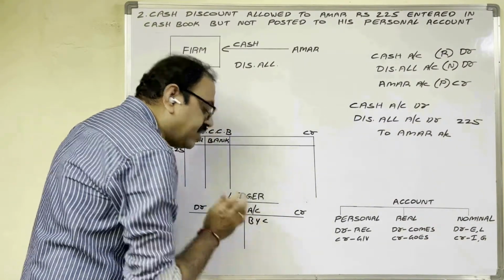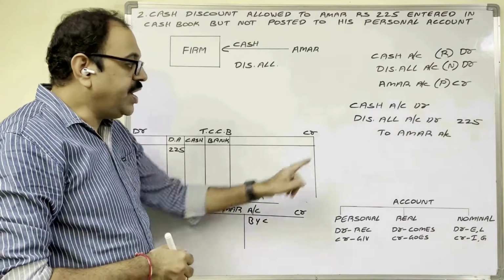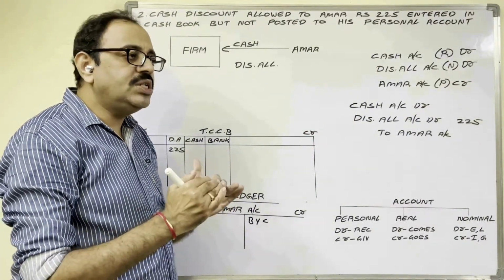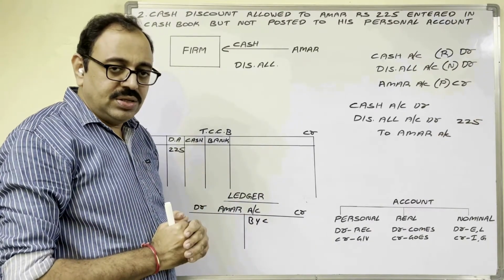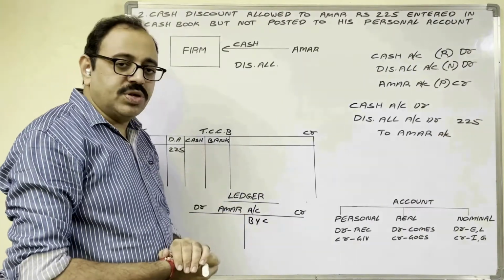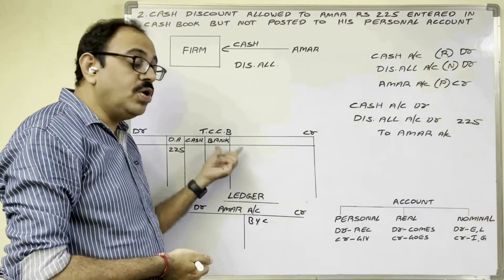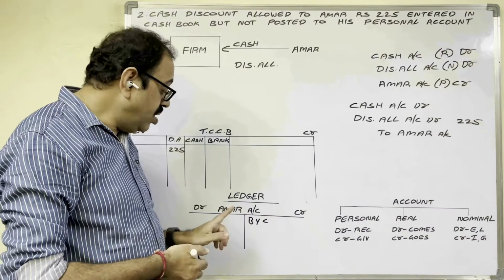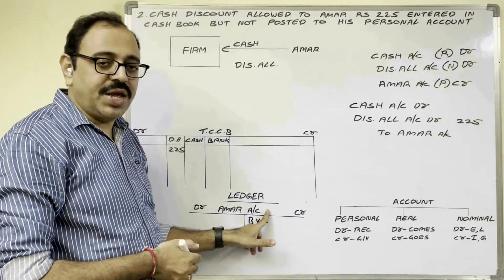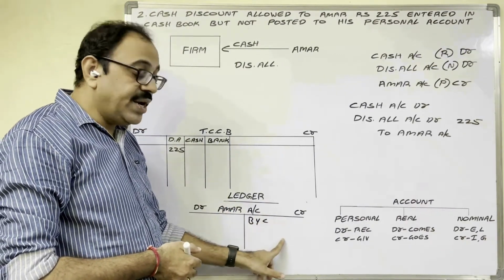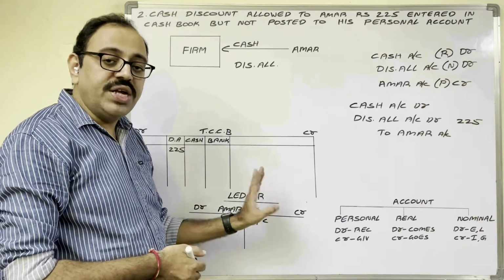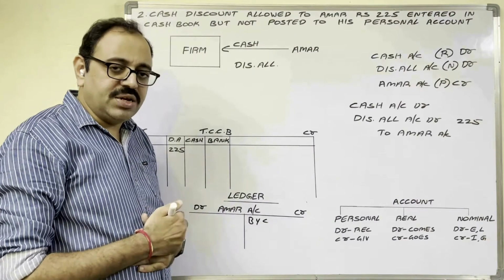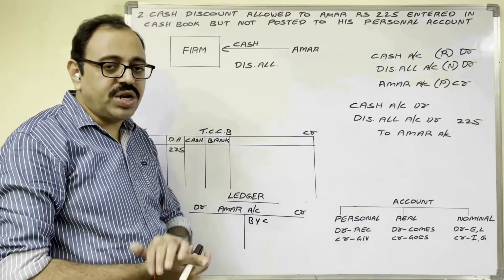So discount amount is not posted to his personal account. This is the mistake. Now forget about this cash because the amount is not given and there is no mistake while writing this cash. So forget about triple column cash book because in triple column cash book debit side properly he has entered this transaction. Concentrate on personal account, Amar account. So credit side discount allowed 225 is not recorded. This is a mistake. Then how to rectify this error? By using suspense account we should rectify the error.